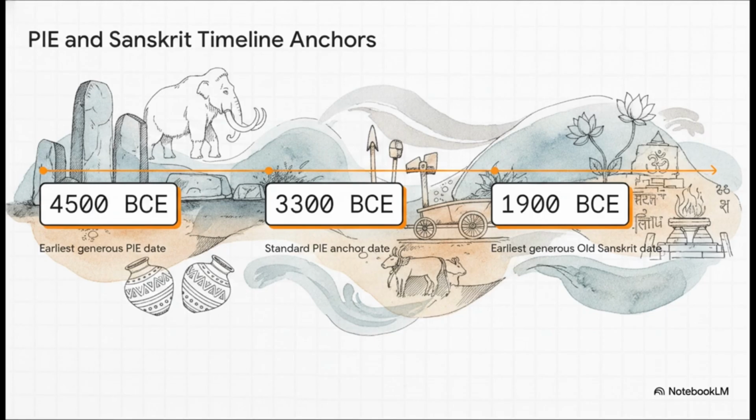But hey, to give the framework literally every possible concession, we're going to use the absolute earliest, most generous date ever proposed, 4,500 BCE. Now, as for the endpoint, Old Sanskrit, mainstream experts like Michael Witzel date Rigvedic Sanskrit to between 1,500 and 1,000 BCE. Once again, giving the absolute most generous alternative reading, we can push that back to 1900 BCE. We are intentionally giving the current theory every single benefit of the doubt here.